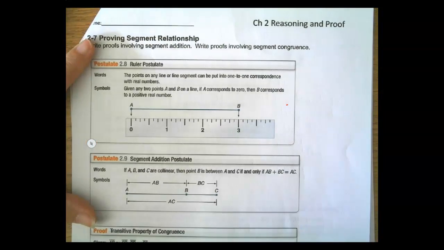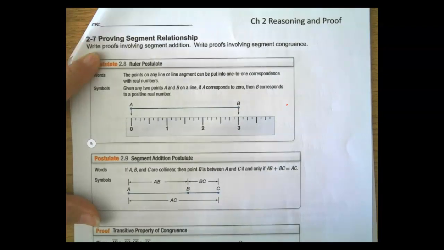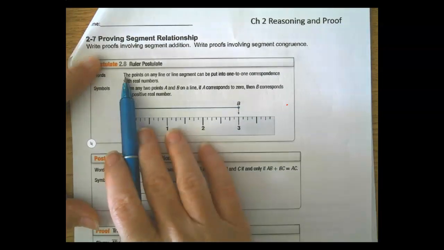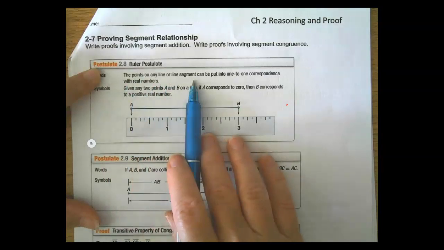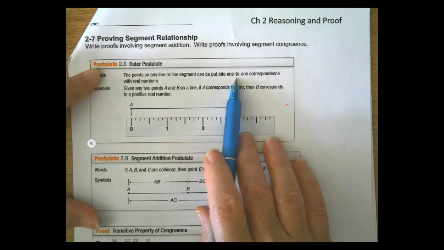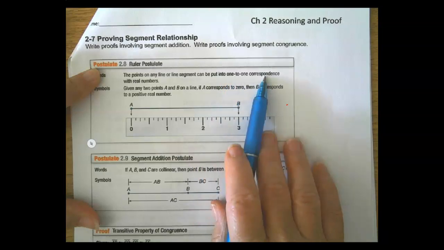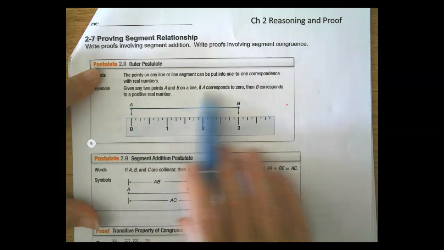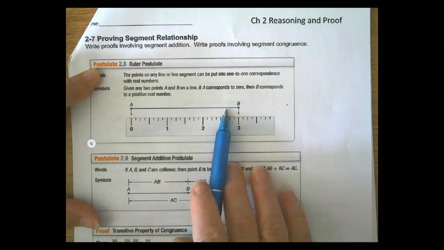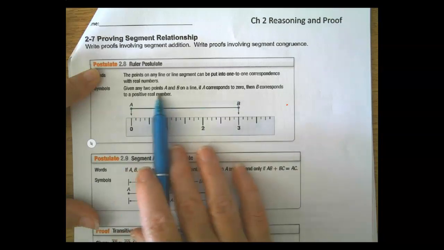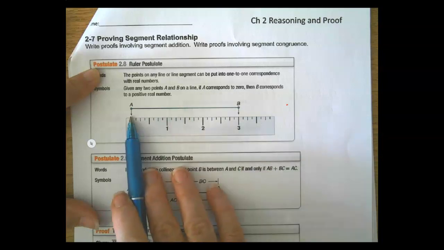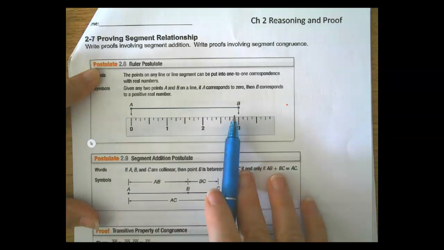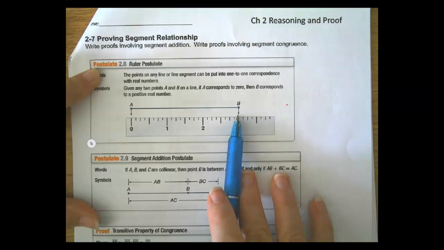Okay, so this time we're talking about segment relations. So here's your first postulate. The points on any line or line segment can be put into one-to-one correspondence with real numbers, basically meaning that you can measure it. Given any 2 points, A and B, on a line, if A corresponds with 0, then B corresponds to a positive real number.